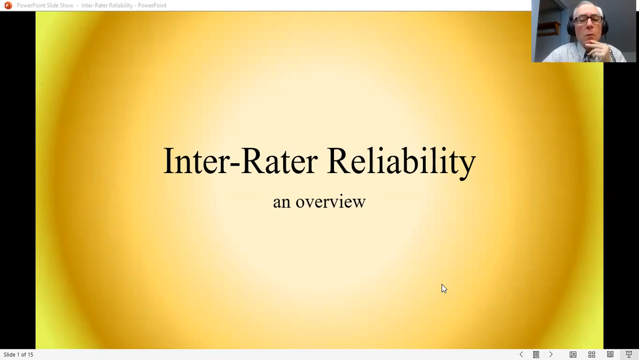I think that's because most of the authors of those books tend to be people more experienced with what are often referred to as objectively scored tests. However, as we'll see, inter-rater reliability is extremely important in many walks of life.